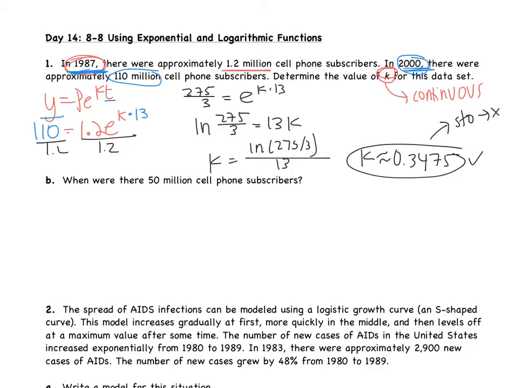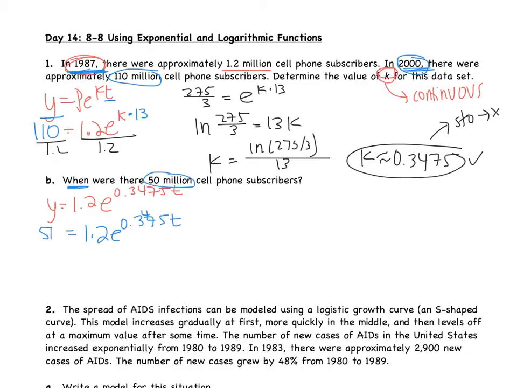Now in part B, it says, when were there 50 million cell phone subscribers? So let's write our original equation. So y equals 1.2 e. This time we have k, so 0.3475 to the t. Now it says when. This tells us that we're looking for t. So I get 1.2 e to the 0.3475 t.